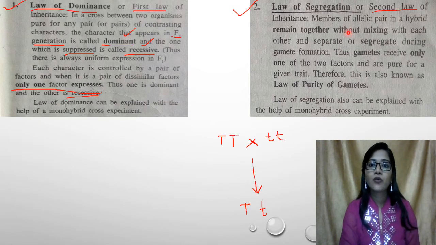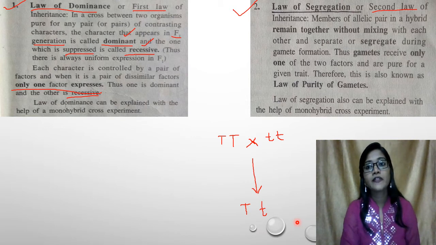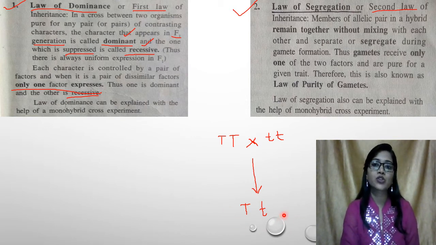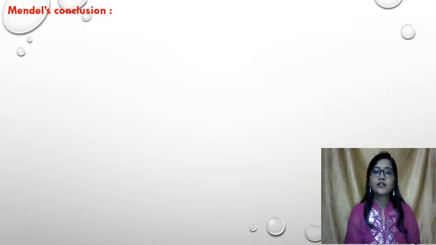Okay, so what he got, that even if the allelic pair is there in a hybrid, they remain together without mixing. So this capital T and small t, they are in the form of separate gametes. Okay, thus gametes receive only one of the 2 factors and are pure for a given trait. Therefore this is also known as law of purity of gametes or law of segregation of gametes. Okay, so that's all about law of dominance and law of segregation.